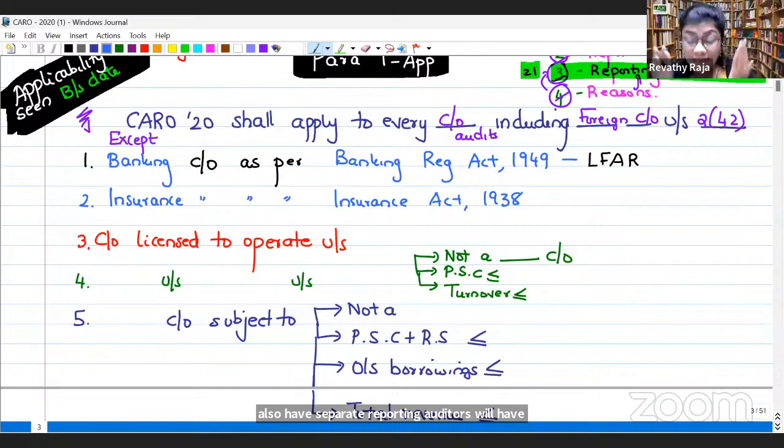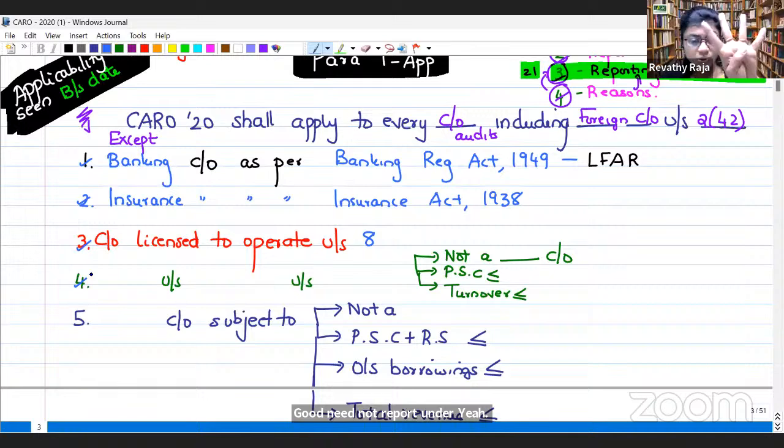Guys, third one, a company licensed to operate under section 8. A Section 8 company is a non-profit company. Is audit mandatory for a non-profit company? Audit is mandatory. Now, what is exempt? They need not report under CARO. Audit has to be done, you have to do it.